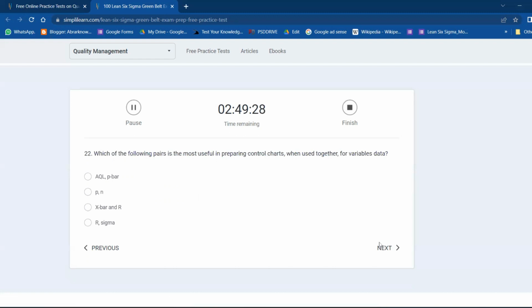And the 22nd question: which of the following pairs is the most useful in preparing the control chart when used together for variable data? We are talking about a control chart, we are talking about the pair, and we are also talking about variable data, of course. X bar R chart we can choose.